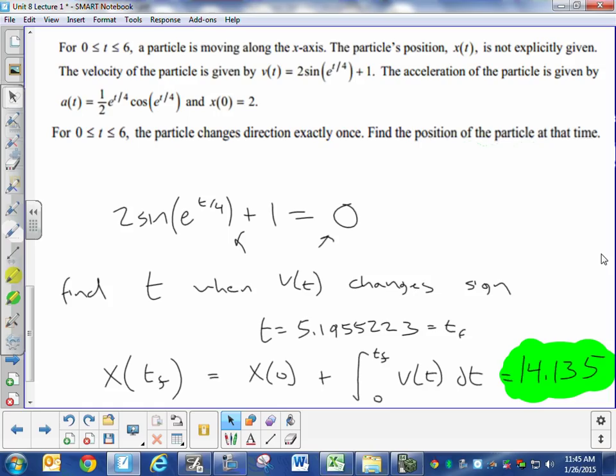Nothing. Acceleration has nothing to do with this part of the problem, Ms. Bush. But you know what? They're going to give you lots of stuff that's going to deal with nothing. Maybe acceleration is dealing with something somewhere in another part of this problem, but not here. Could you find the minimum on the acceleration graph? Yeah, the minimum of acceleration would be when your velocity would change directions. Sure, you could do that. It'd be overcomplicating it, yeah. Yes. Yes.